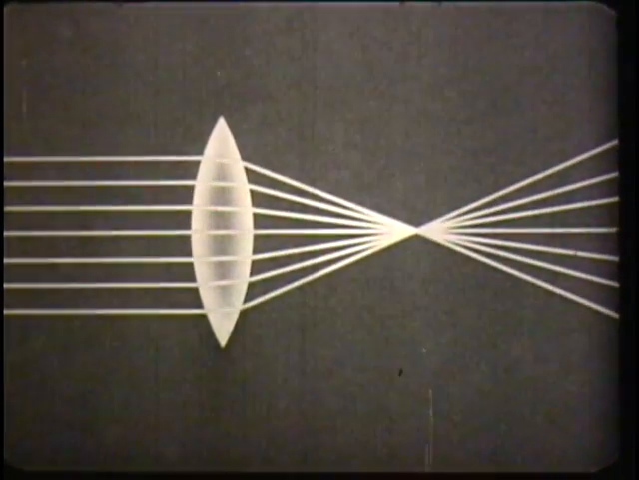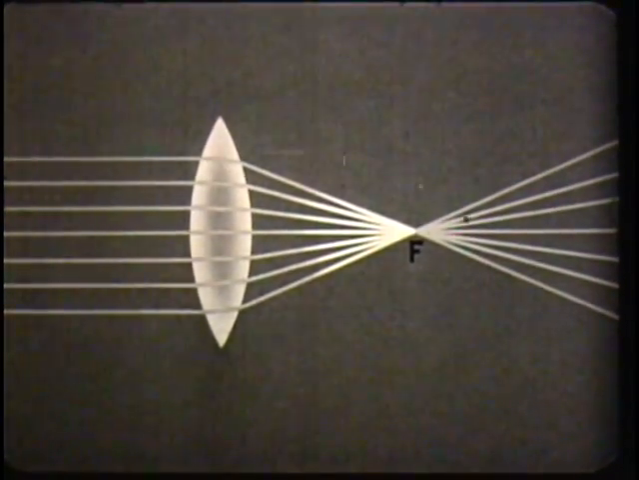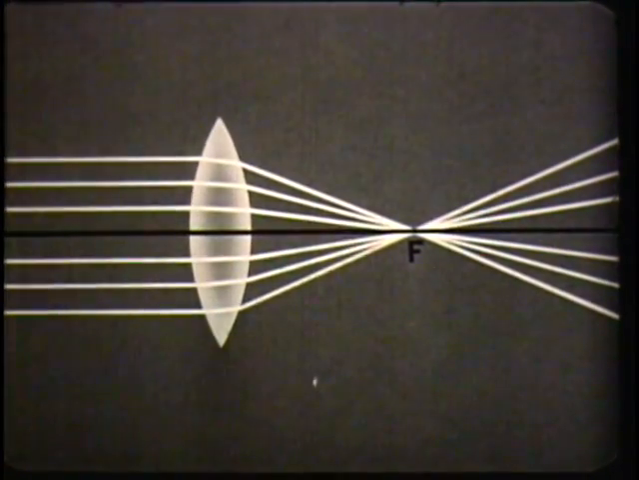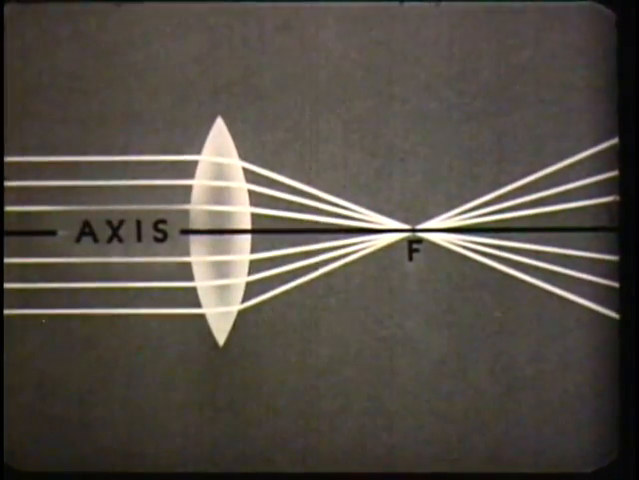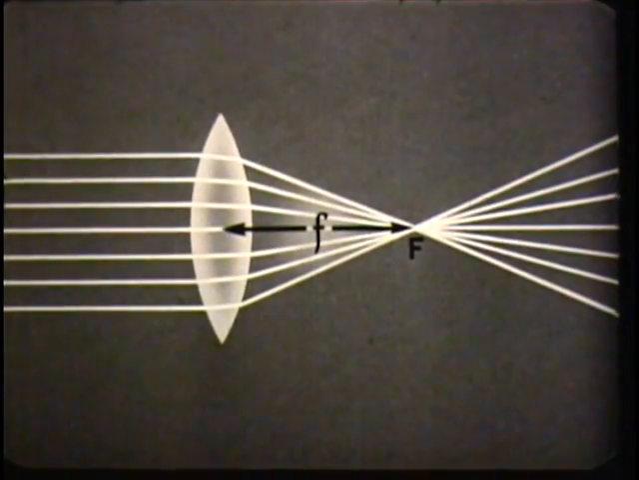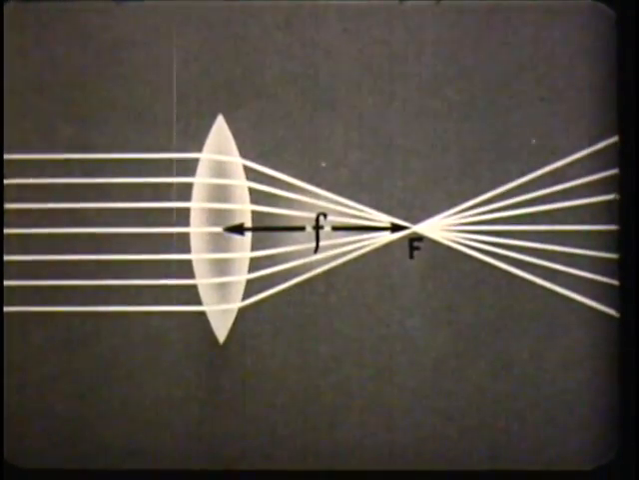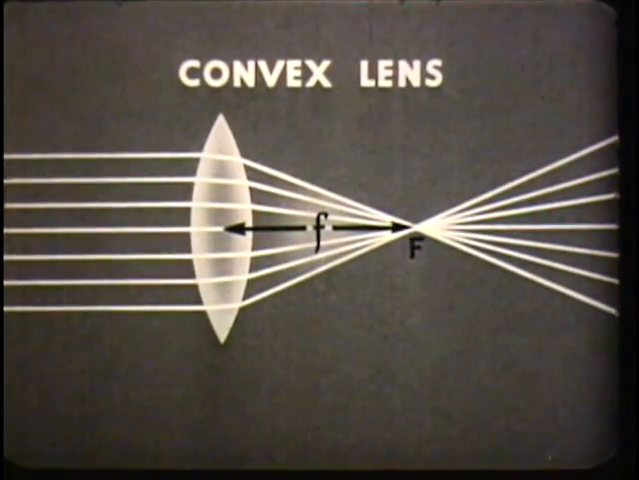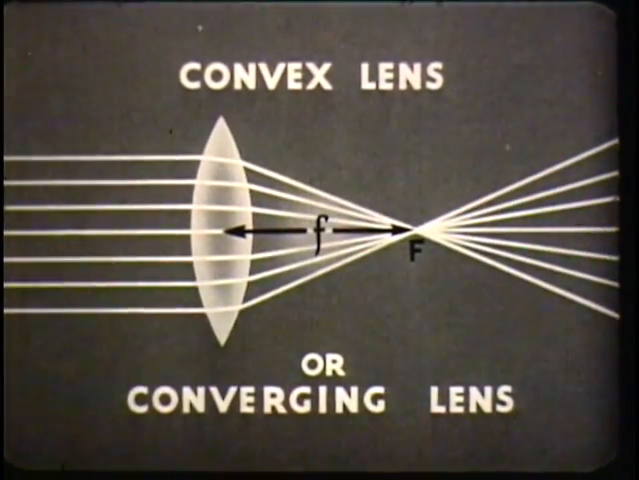Parallel rays passing through this lens converge to a point called the focus. This line is the axis. The distance, small f, is the focal length. This lens is called a convex or converging lens.